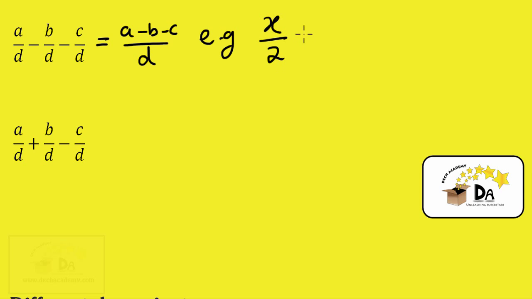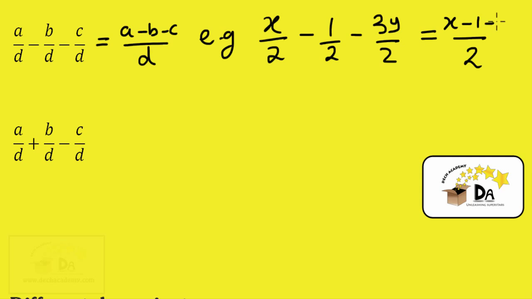x over 2 minus 1 over 2 minus 3y over 2, the result will simply be a fraction whose denominator is the same as the denominators of the original fractions and whose numerator is given by x minus 1 minus 3y. It's as simple as this. So I'll just put this in a bracket.